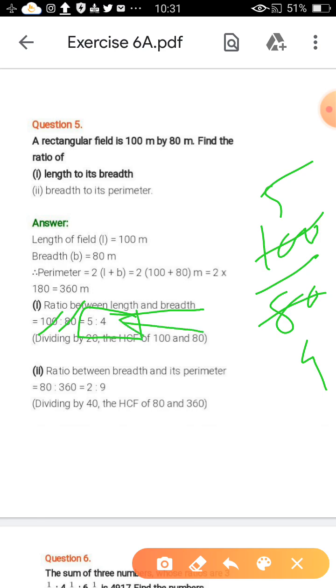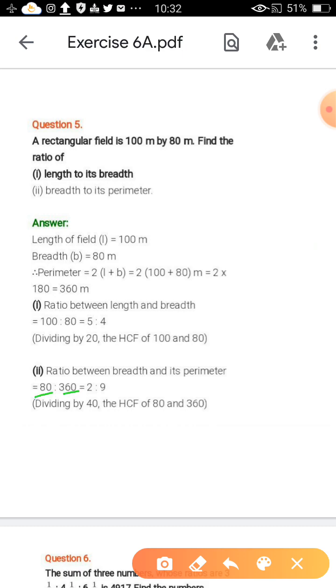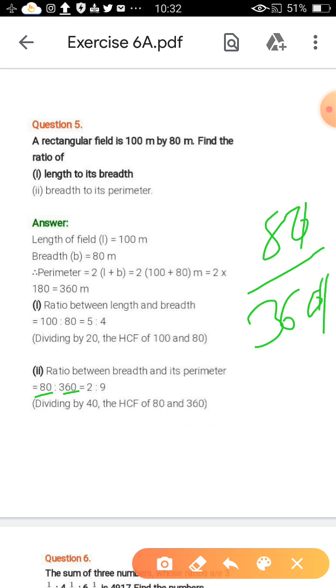Okay, then the second one, the ratio between the breadth and its perimeter. Breadth is how much? 80. Perimeter is how much? 360. So 80 upon 360. By which number can this be divided? Otherwise you can cut the 0, then 4 twos are 8, 4 nines are 36, so 2 upon 9, which means 2:9. What ratio did you get? 2:9.